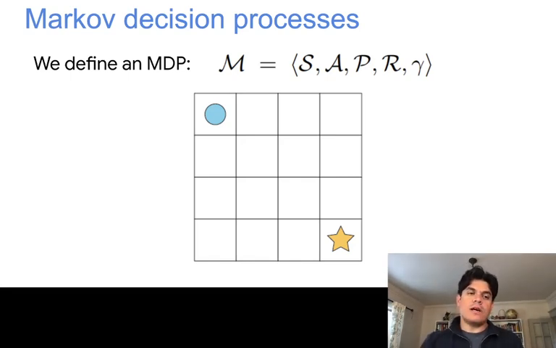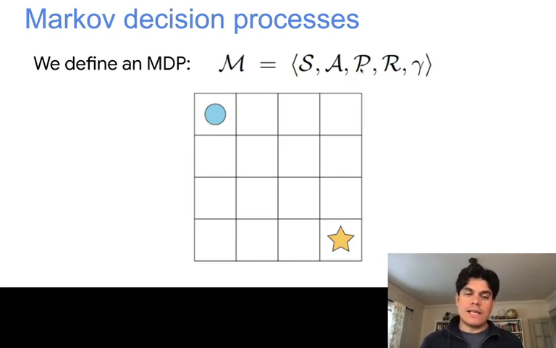So before going into that, I want to introduce some of the mathematical formalism that we'll be using. So we typically phrase reinforcement learning problems as Markov decision processes. So these are defined as these 5 tuples where S is a set of states. So in this example, the set of states are the different cells that the agent can be in. A is a set of actions that are available to the agent. So in this example, the agent has 4 actions, up, down, left, and right.